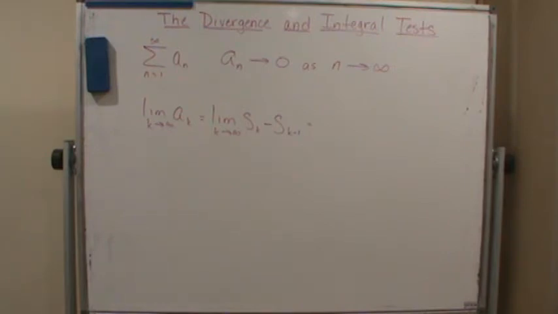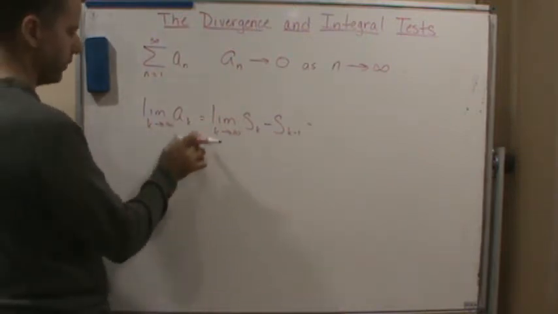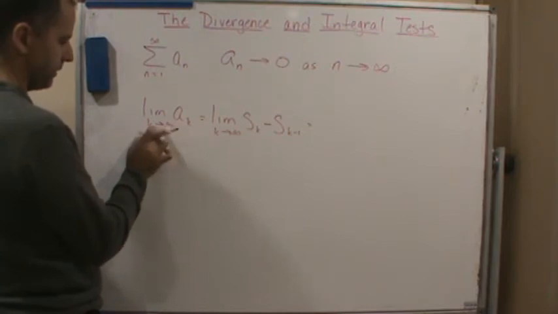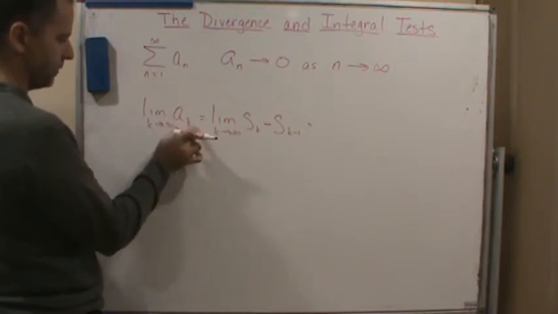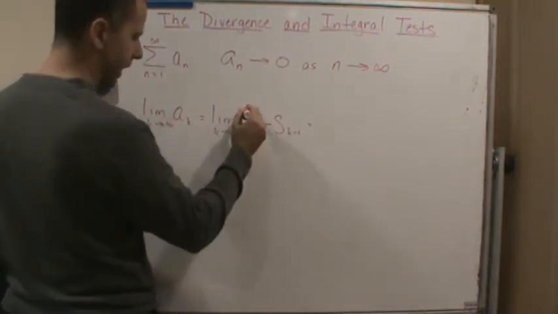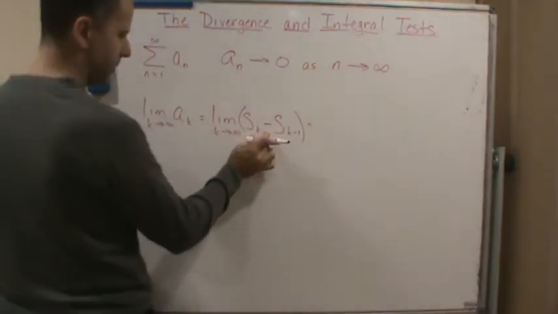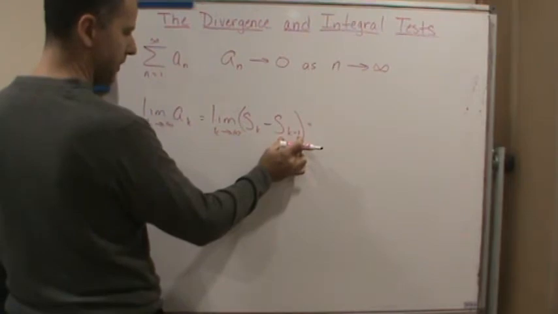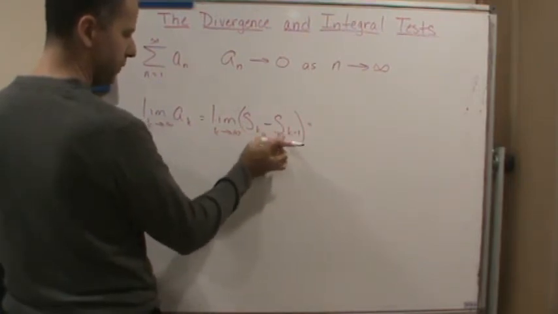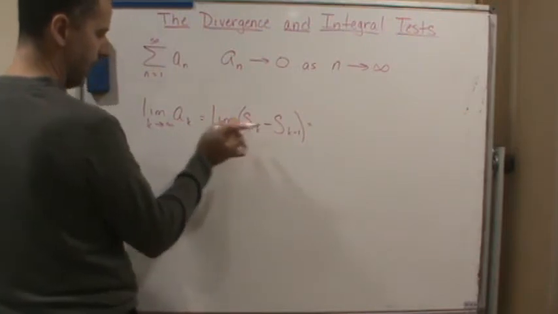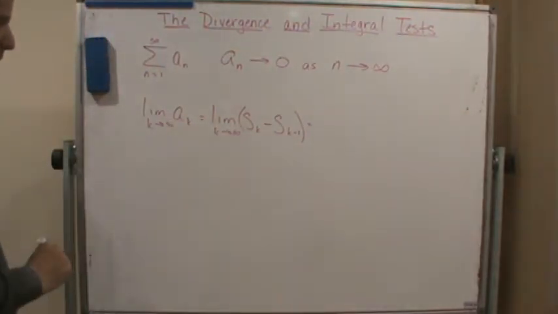Okay, now, so if we look at the sequences, right, so if we look at the nth term, and we say the limit as k approaches infinity of a sub k, which again we can write as the limit of the difference between s sub k minus s sub k minus 1. So we could take the difference between these two partial sums, and that will give us the last term.